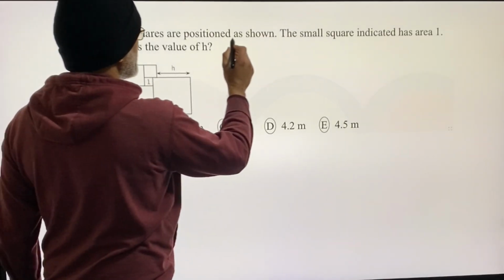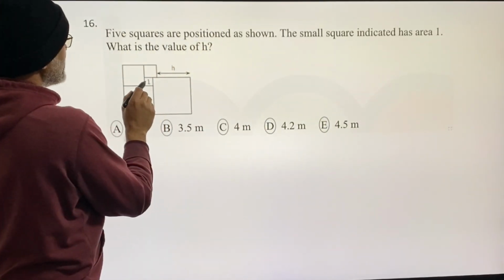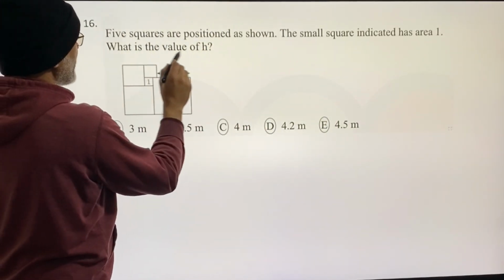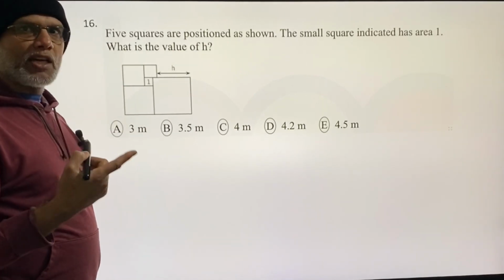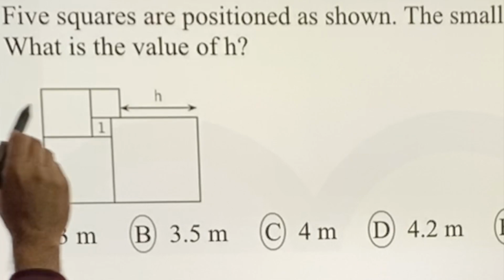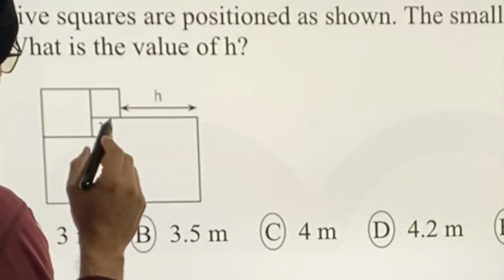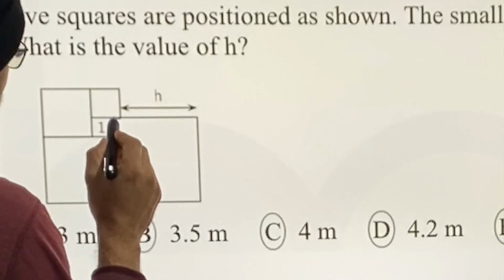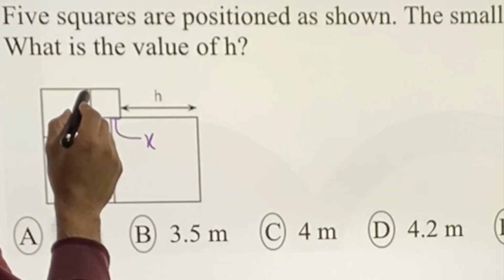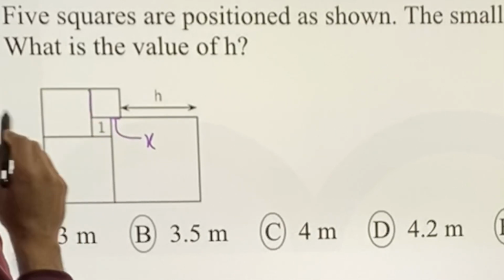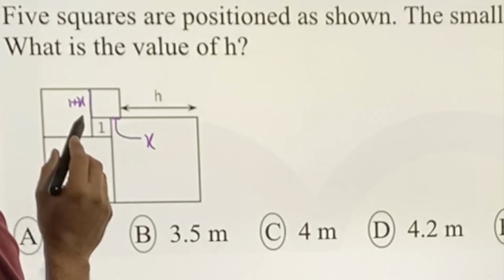5 squares are positioned as shown. The small square indicated has area 1. This square has area 1. What is the value of h? If this square has area of 1, then the sides are of length 1. As you can see, the small square is related to the next big square through this small distance here. So let me call it x. If this is x, what will be this length? That will be 1 plus x, right?